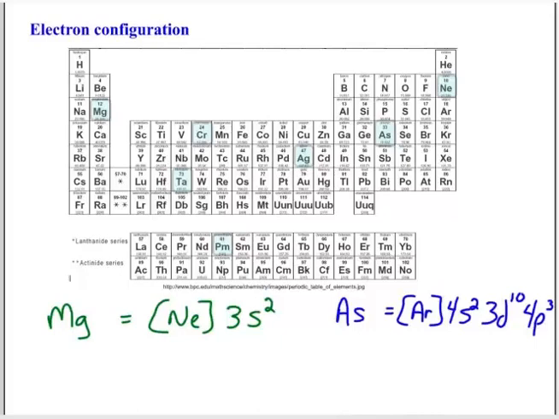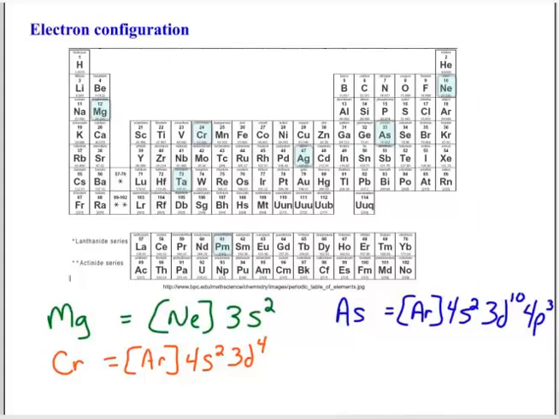Let's take a look at some more interesting elements. Let's take a look at chromium. Chromium is in the 4th row, so we're going to use argon as our kernel. 4s. Chromium is the 4th element in the D block. So we would initially think it should be 4s2 because it's beyond the s orbital, and then 3d, and we count over 1, 2, 3, 4, so 3d4.